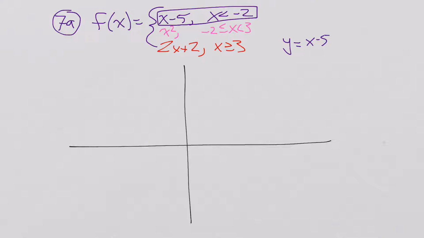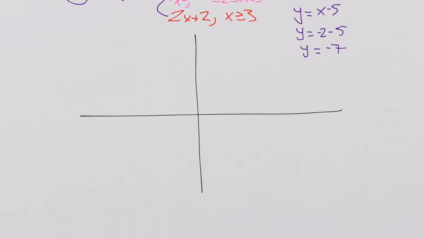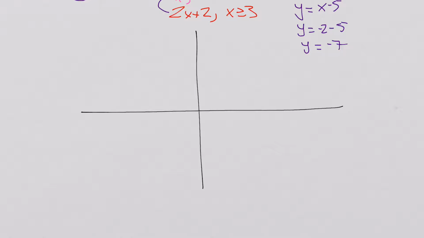So since I know it's starting at the x value of negative 2, and then it is going to the left, what I'm going to do is plug negative 2 into my function for my x value. So I'm going to say y equals negative 2 minus 5, and I get y equals negative 7. That tells me that at the x value of negative 2, my graph has a y value of negative 7. So 1, 2, 3, 4, 5, 6, 7.